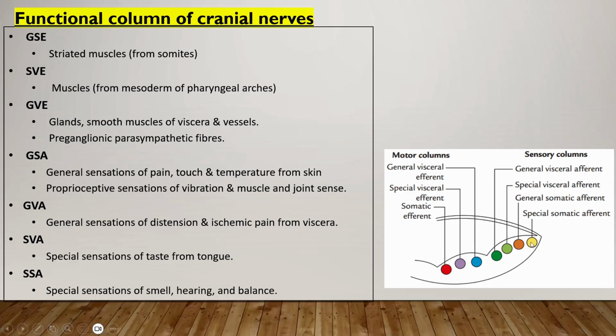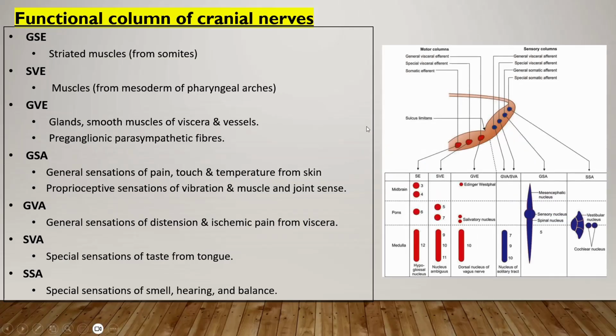And the last one is special somatic afferent, that is special sensation of smell, hearing and balance. So you can see in the basal lamina between the two general ones, special is there, and here in the alar lamina between the two general ones, special is there, and the last one is another special, that is special somatic afferent.